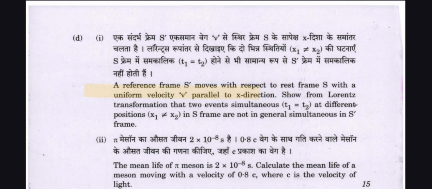A reference frame S' moves with respect to rest frame S with a uniform velocity v parallel to the x direction. So from the Lorentz transformation, two events that are simultaneous, t1 is equal to t2, at different positions, x1 is not equal to x2, are not in general simultaneous in another frame.